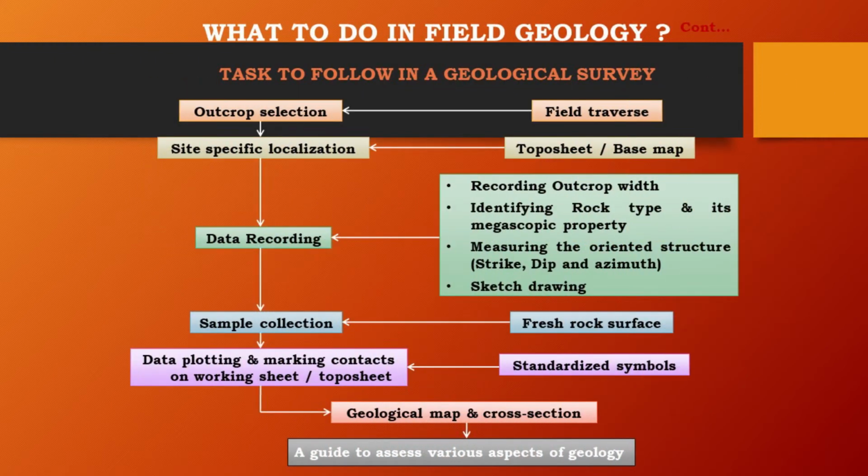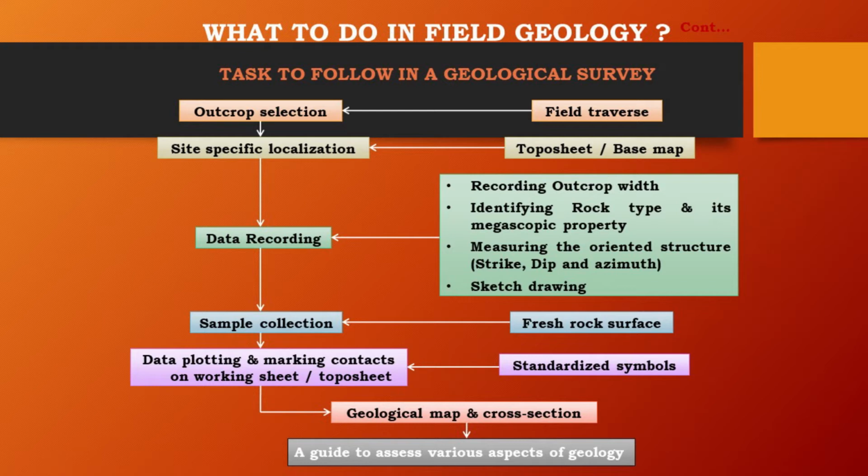So, what should we do in field geology, or what tasks should we follow during the geological surveys? First, we should orient our topo sheet or base map with respect to the north for site specific localization, and then plan our field traverses accordingly for outcrop selection which is to be mapped. Once we reach the outcrop, we should record our data like outcrop width, identifying rock types and their megascopic properties, measuring the oriented structures like strike, dip and azimuth, and drawing sketches of geological structures.